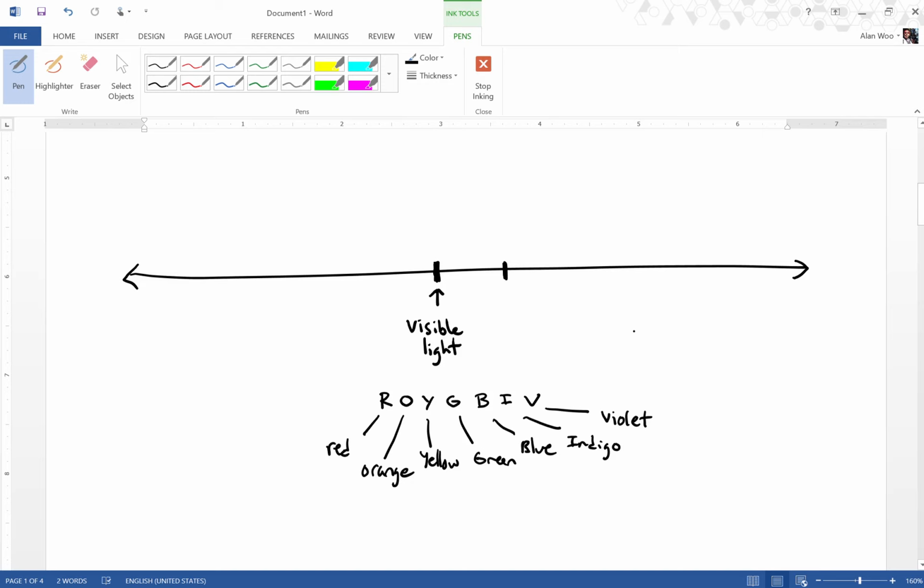At this point here, you have ultraviolet. This is the ultraviolet end, because when you go from red to violet, violet is the last color in the visible light spectrum. The next one over is ultraviolet, and this is basically UV rays from the sun. So for example, sunlight.